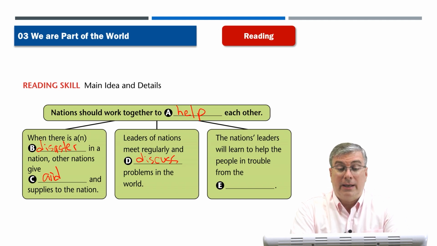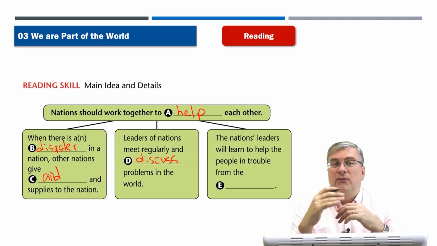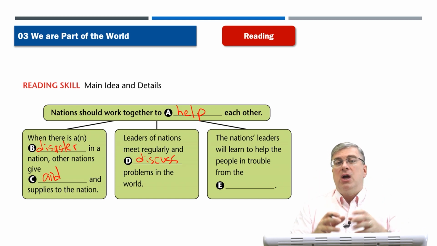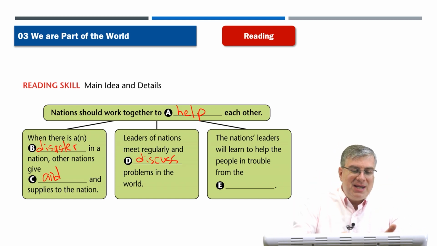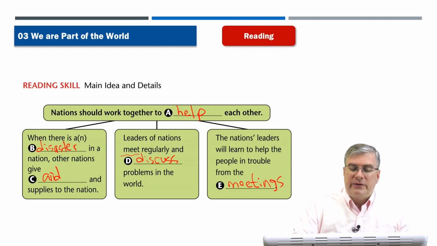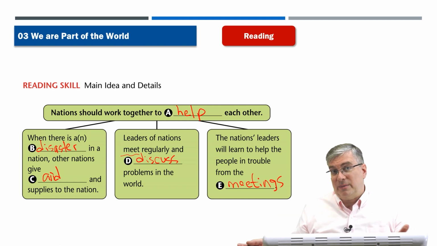Okay. Last one. The nation's leaders will learn to help the people in trouble from the meetings. Okay, when they're meeting and they're discussing the problems, of course they're meeting. What do we call that? We call that a meeting. From the meetings. That was in the reading passage. From the meetings, okay? So meetings because they get together regularly, or they get together often, so they have many meetings because unfortunately there's many disasters.